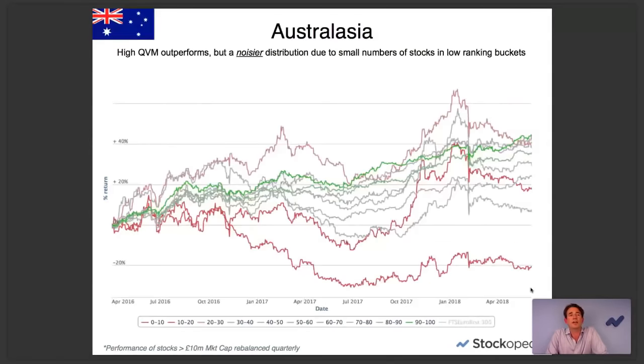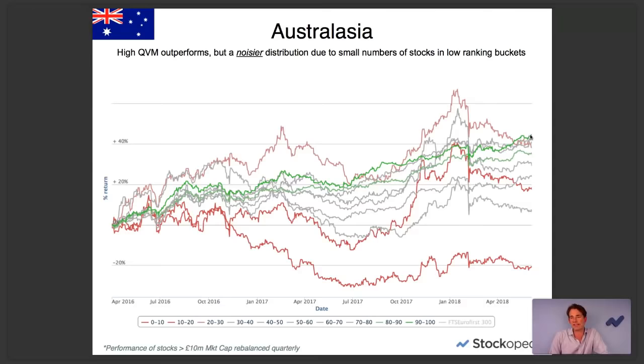Australasia. Okay, high QVM has again outperformed. You can see this top 90 to 100 rank set has outperformed. We've only got 2 years here, so the picture is emerging but not totally clear, and it's quite noisy. There's been a bit of a recovery in resources stocks at different times, and so these red lines have been a bit all over the place. But you can see this green line, very low volatility, smoothly outperforming the market and actually doing best.